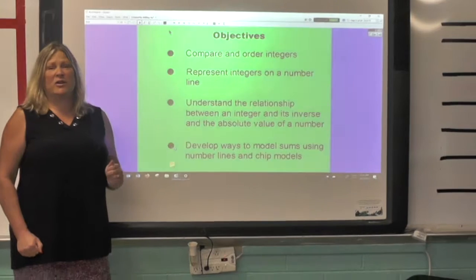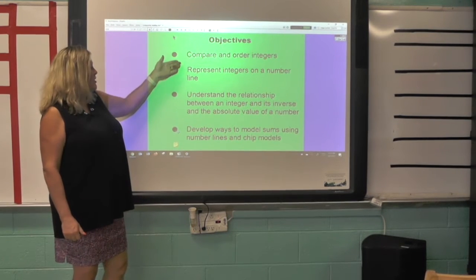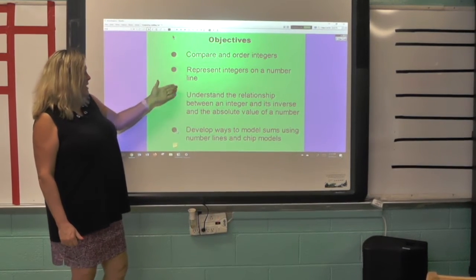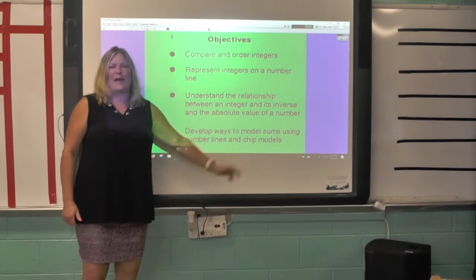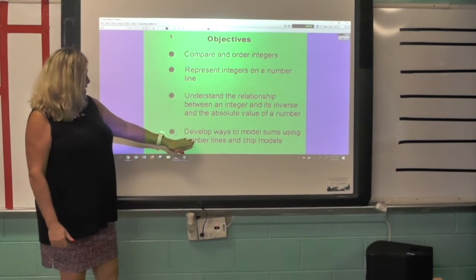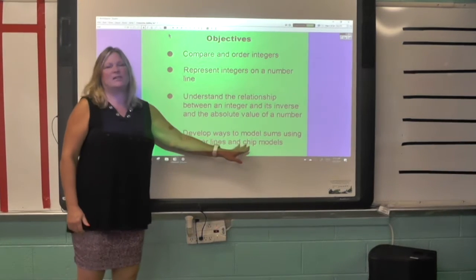Today we are going to continue our lesson on integers. So far we have compared and ordered integers. We've represented integers on a number line, and we understand the relationship between an integer and its inverse, and also the absolute value of a number. Today, we're going to develop ways to model sums using number lines and chip models.